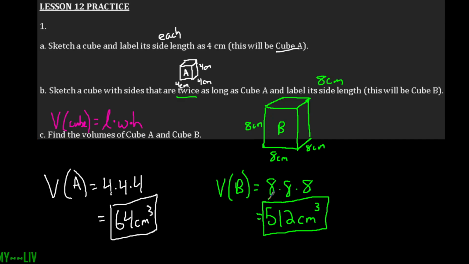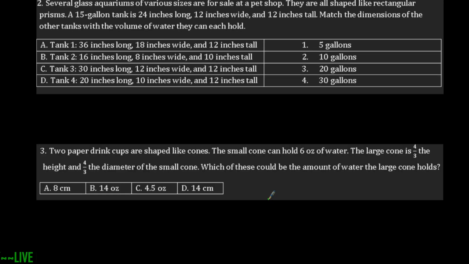So make sure you calculate each of those separately and make sure you find and have the cubic units on both of those volumes. All right, moving on to number 2. It says several glass aquariums of various sizes are for sale at a pet shop. And it says they are all shaped like a rectangular prism.